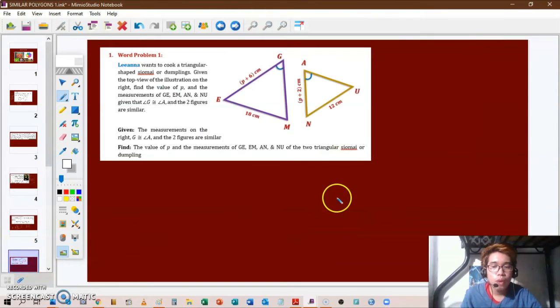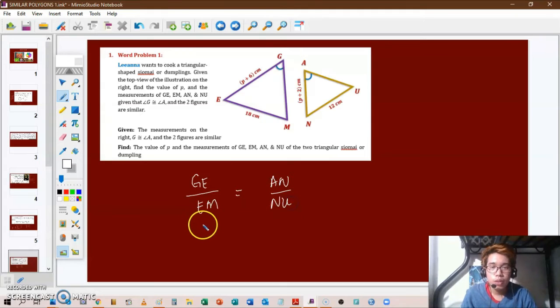Okay, so let's try to have some applications of this problem. Liana wants to cook a triangular shaped siomai or dumplings. Given the top view of the illustration on the right, find the value of P and the measurements of GE, EM, AN, and NU, given that angle G and angle A are congruent and the two figures are similar. So given that the two figures are similar, we can say that GE over EM is equal to AN over NU. And from here, we can solve for the value of P.